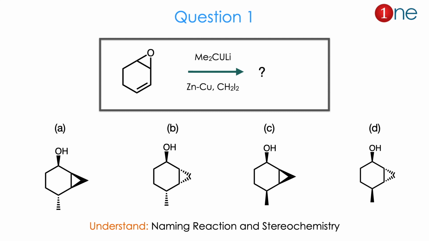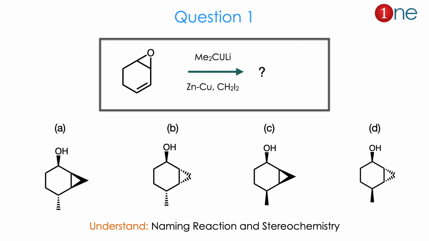Let us see question number 1. The starting material is a 6-member ring with an alkene and one epoxide in the second position. Then you have organocopper, and you have zinc copper couple and methyl halide. They ask you to find the product. Definitely you might see the ring is opened. The epoxide opens to alcohol and stereochemistry is also specified. Then methylation occurs at the double bond also.